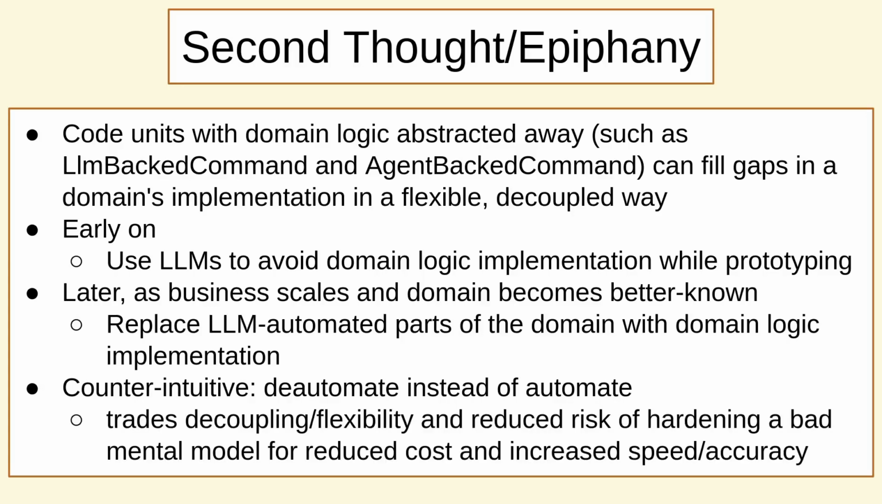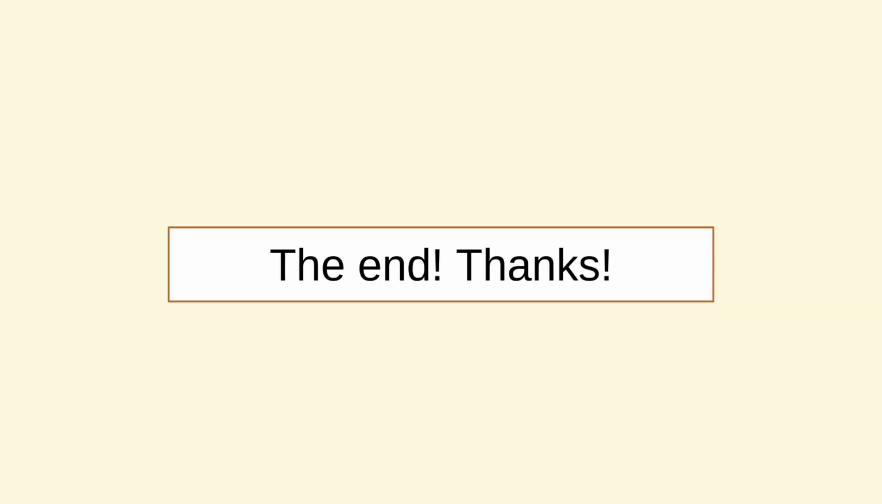And the reason this happens is that by using the LLMs to avoid domain logic implementation, we get increased decoupling and flexibility and reduced risk of hardening a bad mental model, hardening bad interfaces early on. But then as the business matures, we might care more about reducing cost, increasing speed, increasing accuracy. These might be more important. And at that point, we might have a better idea of which interfaces we would like to use. And yeah, that's it. I'll probably make another video going through the code to just show how it works because it's kind of interesting.